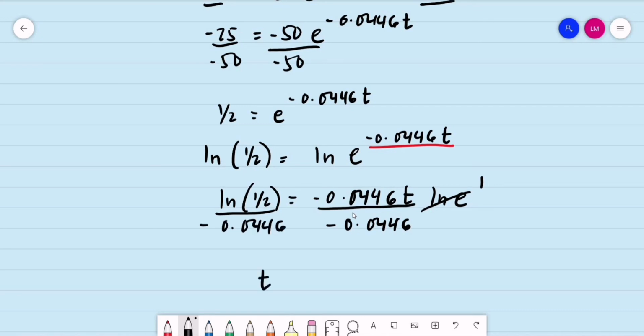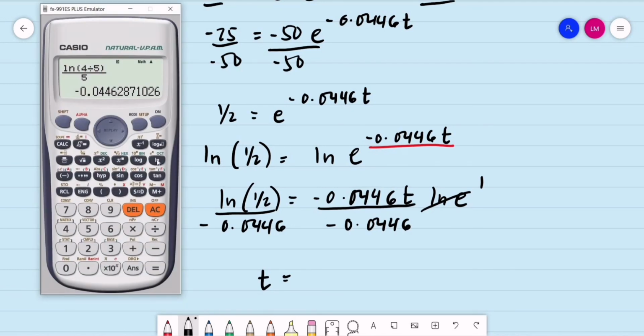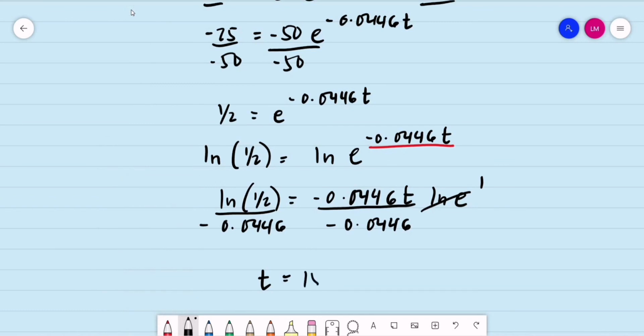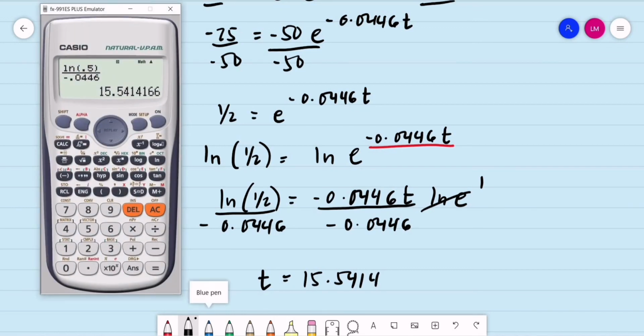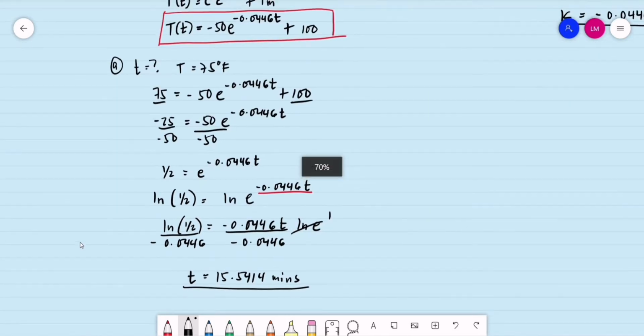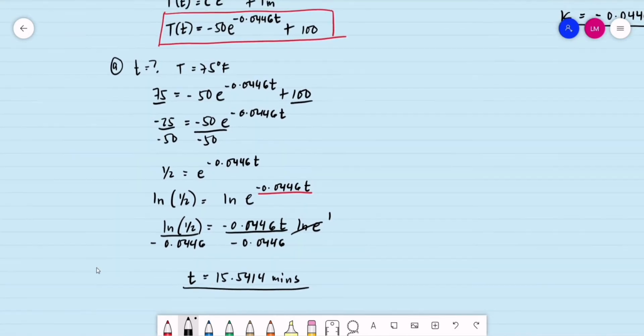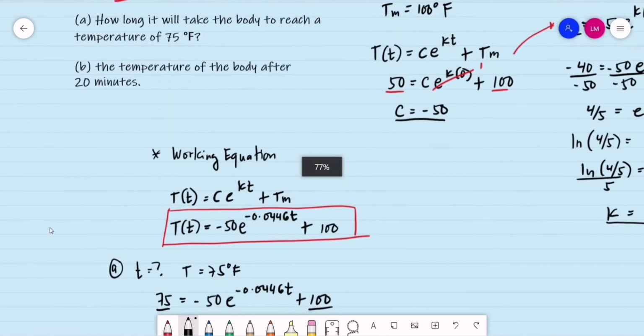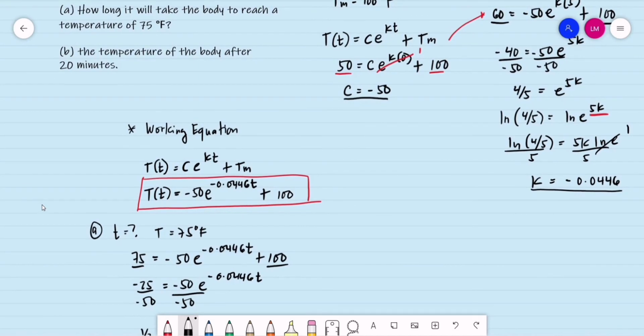Computing, the time is equal to ln of 1/2, or ln of 0.5, divided by negative 0.0446. That is 15.5414. Let us double check the value: 15.5414, in terms of minutes. So for letter A, it will take 15.5414 minutes to reach a temperature of 75 degrees Fahrenheit.